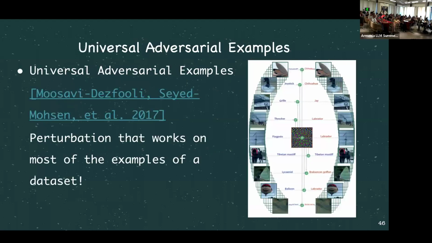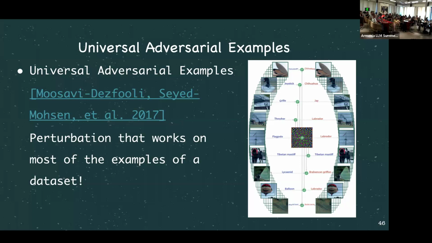There exist universal adversarial examples. You can craft a single adversarial example that will work for all the images of the dataset. Of course, it won't be as efficient. It won't work 100% of the time, but we can get significant efficiency, like, I don't know, 80% of the time. So in that case you have one single perturbation.